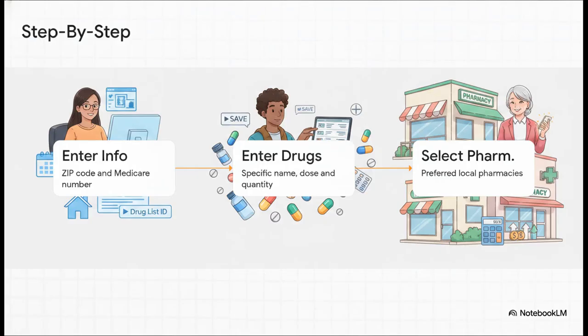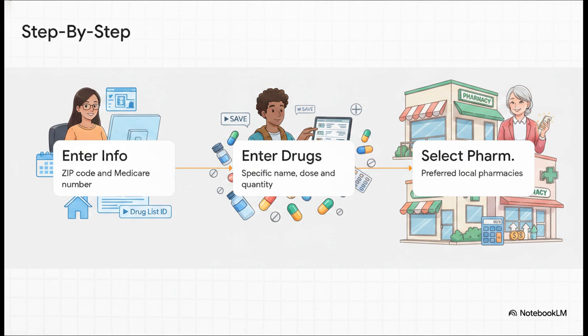Once you're in, you just follow a very straightforward sequence. First, you enter your beneficiary info, like your zip code or Medicare number. Next, you input your prescription drugs. Please take your time on this step. Enter them by the specific name, dose, and quantity. The system will actually save your choices and generate a drug list ID, so you can come back later without having to start the whole shebang over again. Finally, you select your preferred local network pharmacies. The tool uses this specific data to calculate exactly how much you would pay out of pocket under all the different plans.